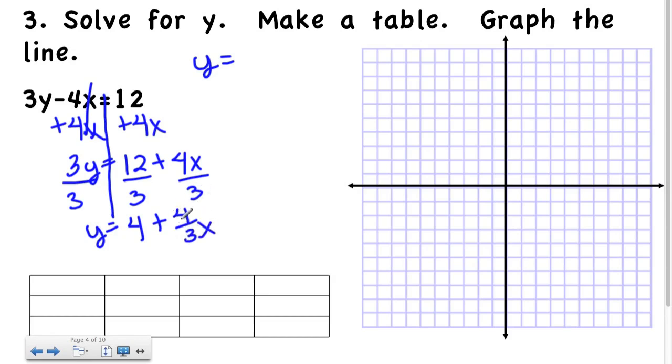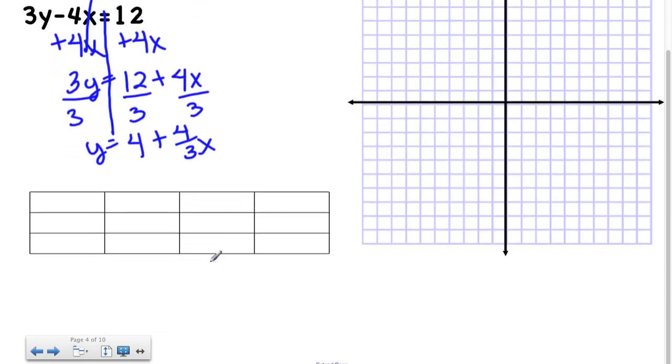I don't really like that 4/3 x because that's going to be kind of hard to graph, but we'll try. Okay, so now we have y equals 4 plus 4/3 x. So now you're going to use your table and plug in values of x. So you have -1, 0, 1. And then your equation is 4 plus 4/3 x, and we're looking for y. So we're going to plug in -1 for x right here. So you have 4 plus 4/3 times -1.